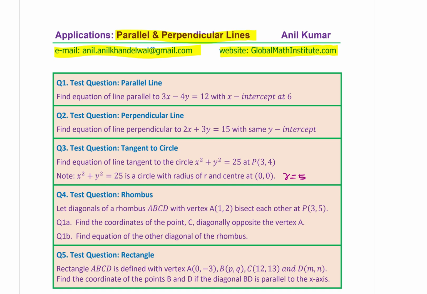Question number 5. This is based on a rectangle. Rectangle ABCD is defined with vertex A 0 minus 3, B PQ, C 12, 13, and D MN. So we don't know the vertex B and D. Find the coordinates of the point B and D if the diagonal BD is parallel to the x-axis. So very important to note this condition if the diagonal AB is parallel to the x-axis.